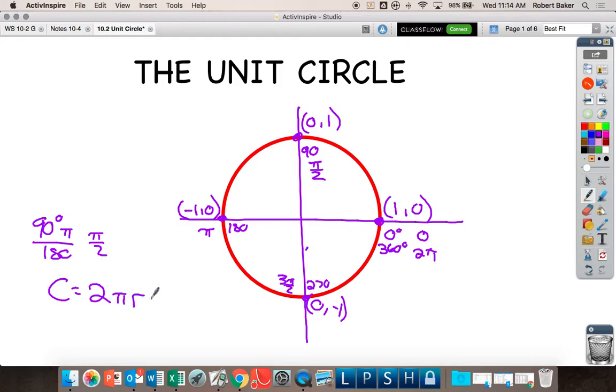Circumference is equal to 2 pi r, right? The r is the radius of the circle, which is 1. So it's 2 pi, and that's why it counts in radians. It's 1 because the radius is 1. That's why it's 2 times pi times 1.